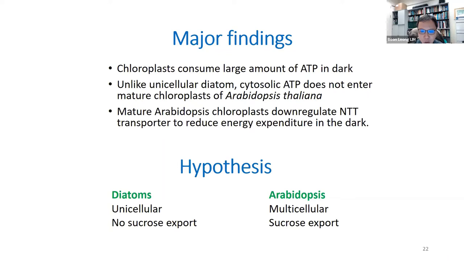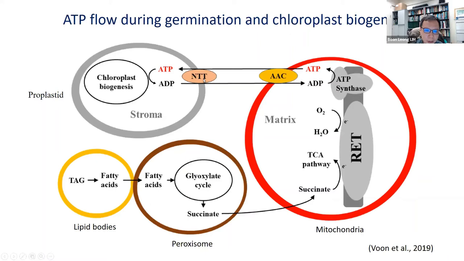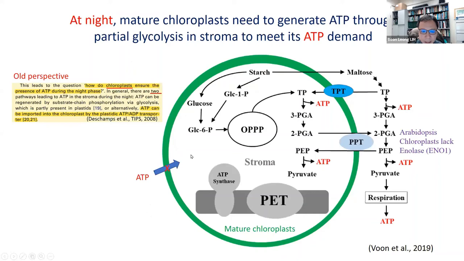So the NTT transporter is only expressed in the developing plastid, because the developing plastid cannot carry out photosynthesis, so ATP has to be imported to support chloroplast biogenesis. And for mature chloroplasts, ATP cannot get into the chloroplast from the cytosol, so in the dark, if the chloroplast requires ATP, it has to rely on glycolysis in the stroma.